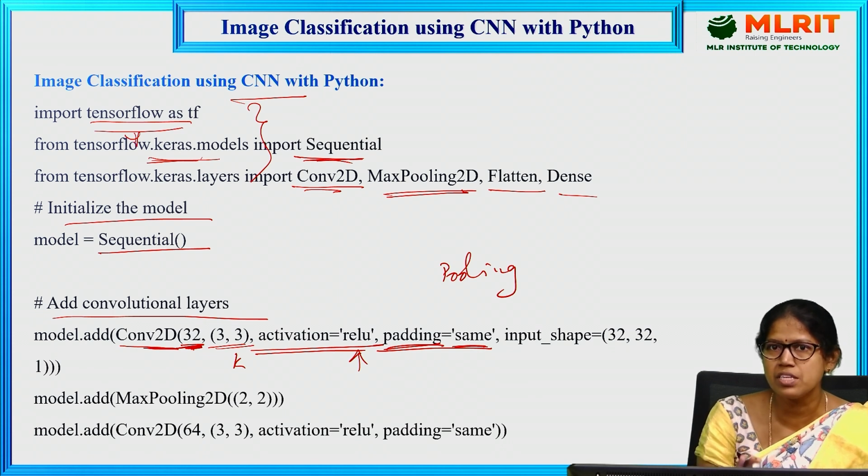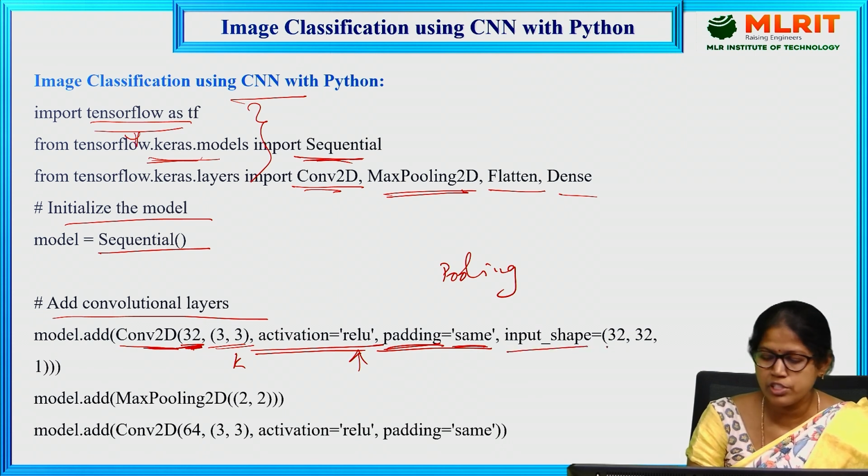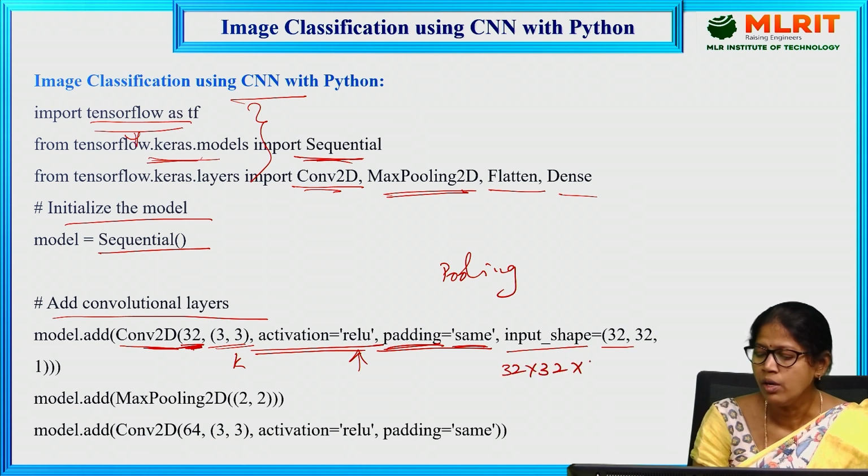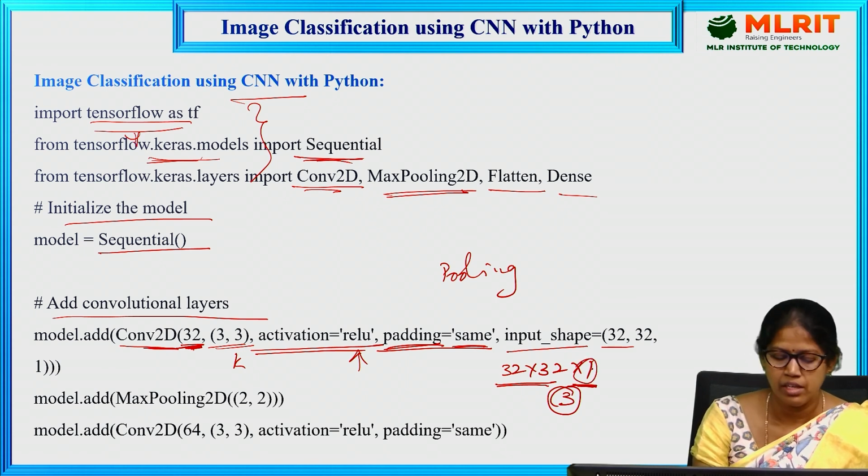It will keep the same. Okay, input shape is 32 by 32 by 1. So it means a 32 by 32 image, width and height, and 1 is grayscale. If it is a 3, then it is called RGB, 3 channels. If it is 1, it means a grayscale image.